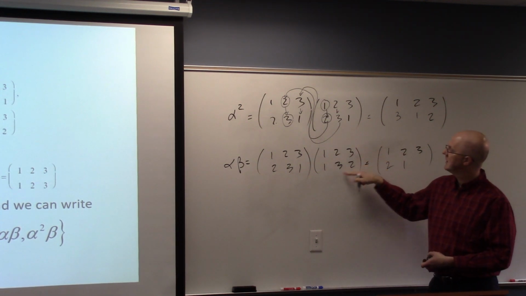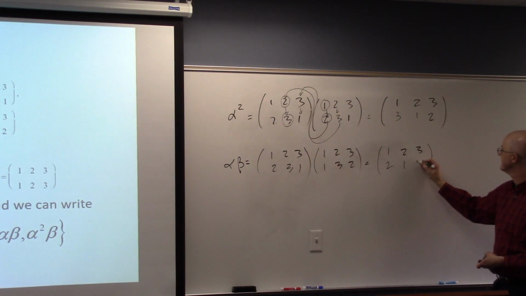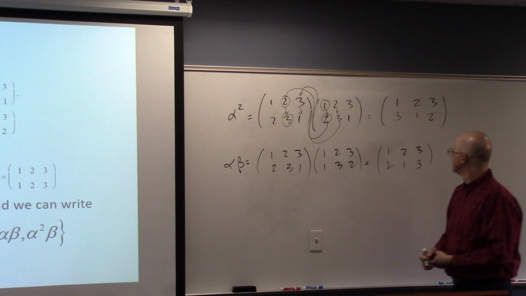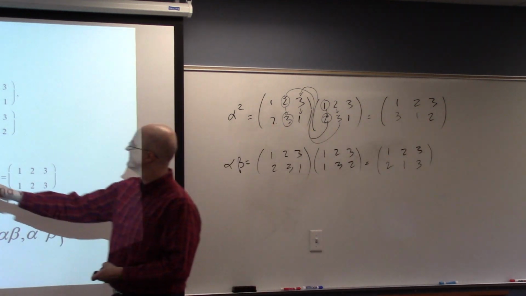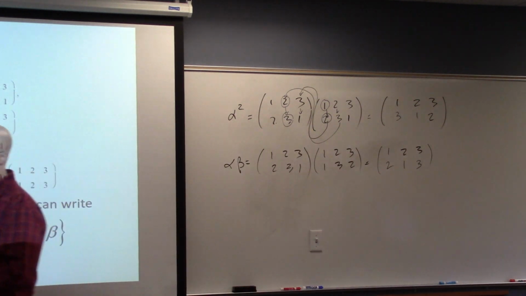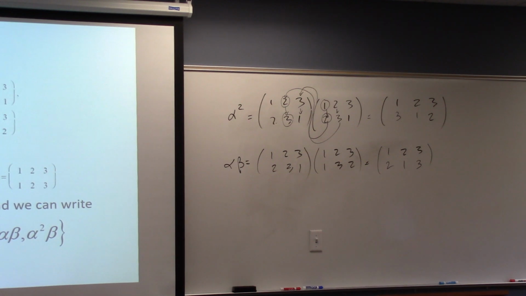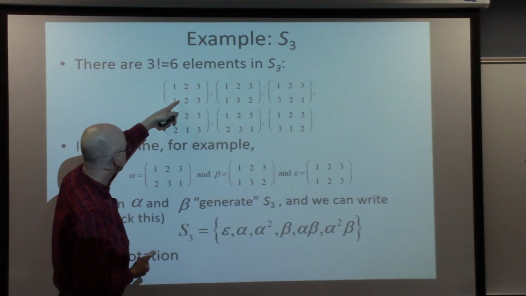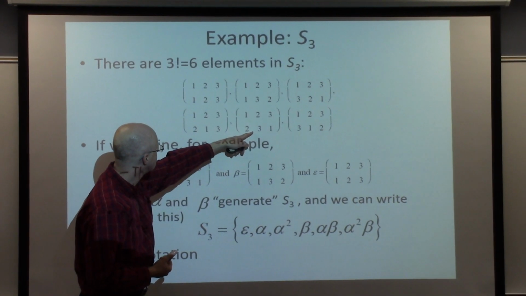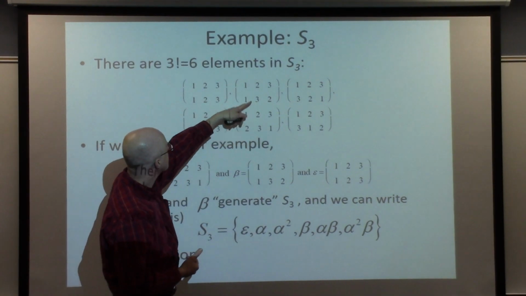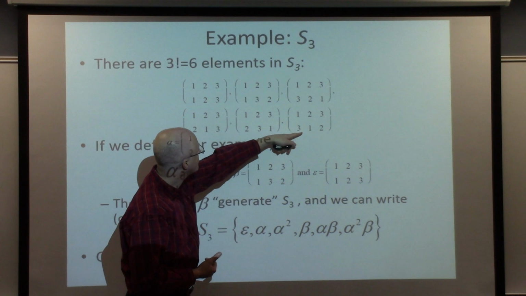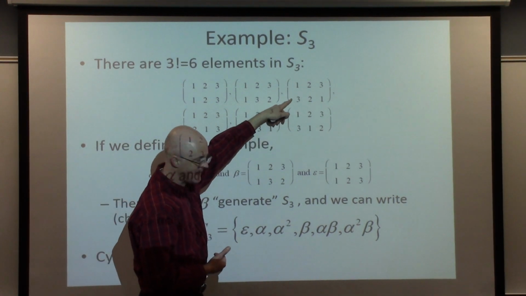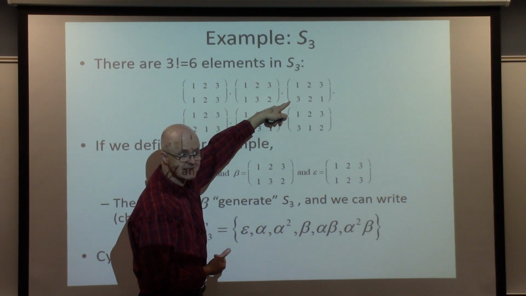3 gets mapped to 2, and then 2 gets mapped back to 3. So overall 3 gets mapped to 3. So we obtain this one. Okay, so this is epsilon here. That's alpha. There's beta. There's alpha squared. There's alpha times beta. The one we have left is this one. That better be what alpha squared beta is.